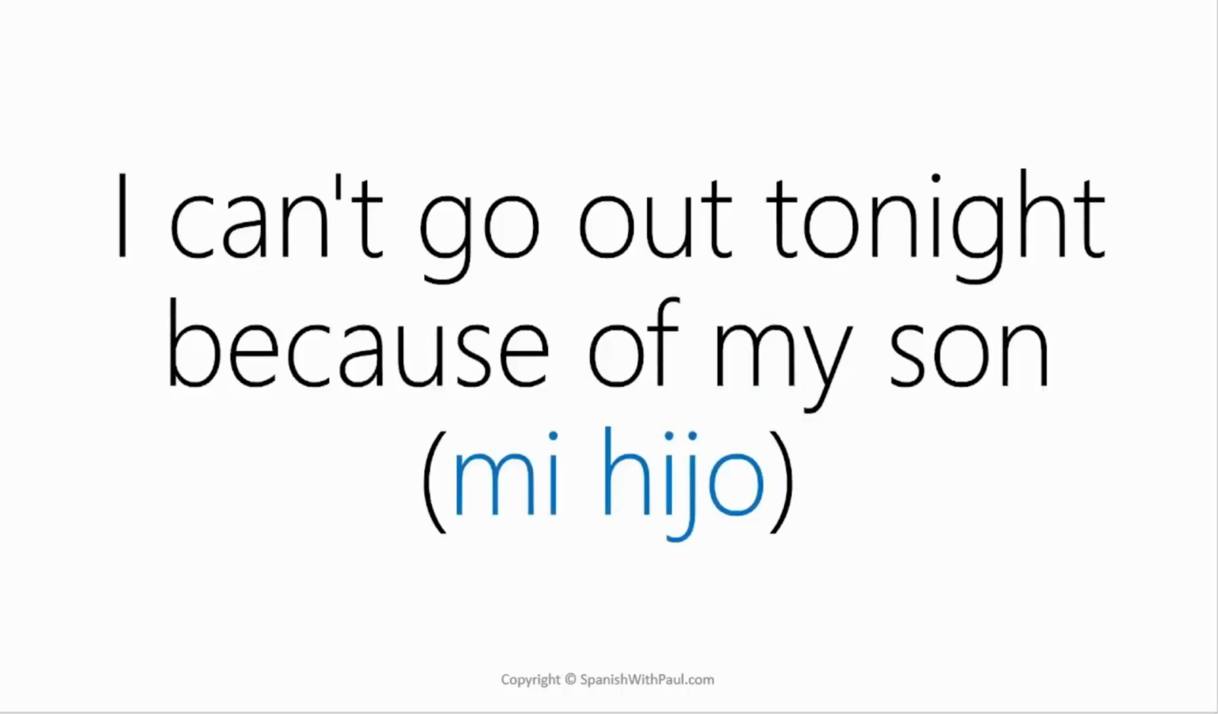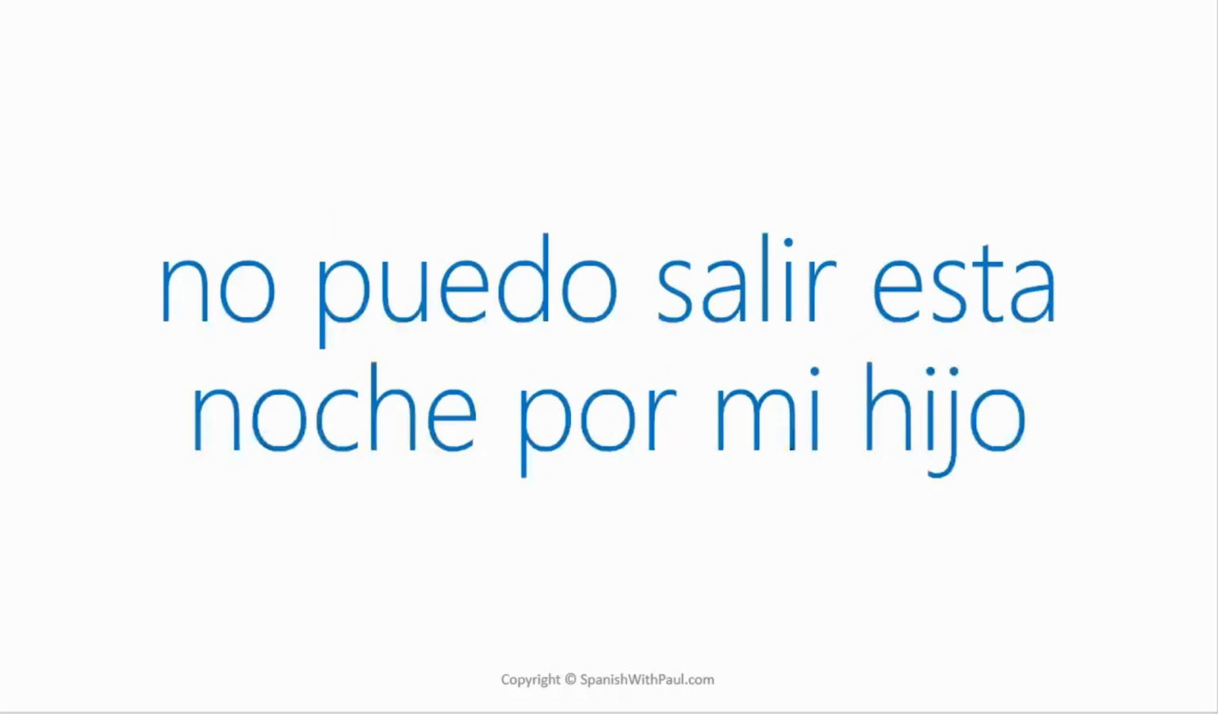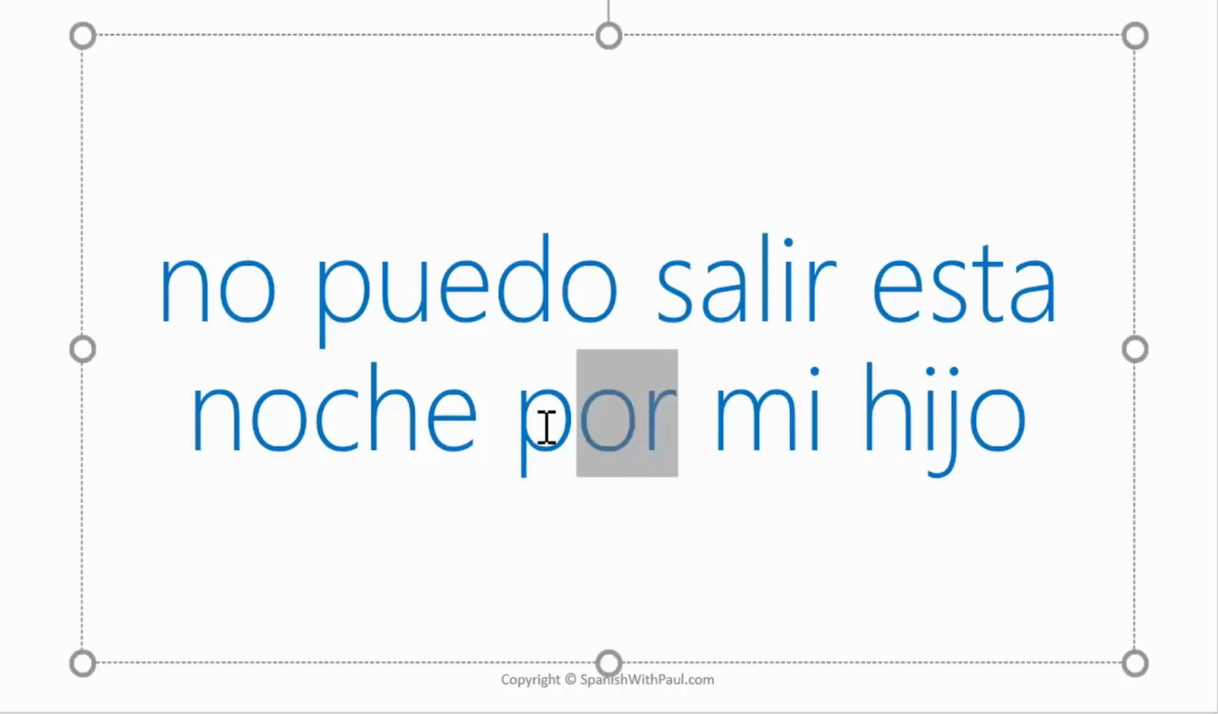Let's try it in a sentence. We have, I can't go out tonight because of my son. Let's say that he was not feeling well. So my son in Spanish is mi hijo. How would you translate this? No puedo salir esta noche por mi hijo. Here you can see the use of por, where in English we have "because of."